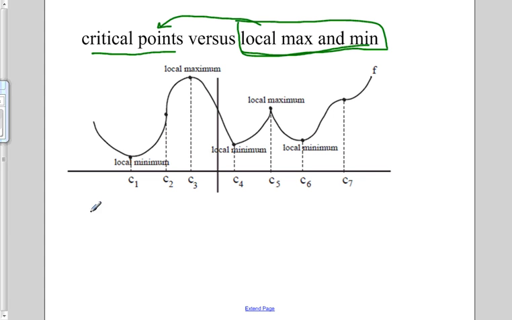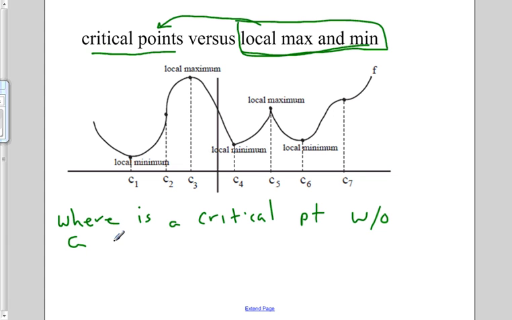But if there's a critical point, that doesn't mean there's a local max or min. So the question is, where is a critical point without a max or min? Where does that occur? So take a second and look. Which one of these points, C1, 2, 3, all the way up to C7, is a critical point without a local max or min?